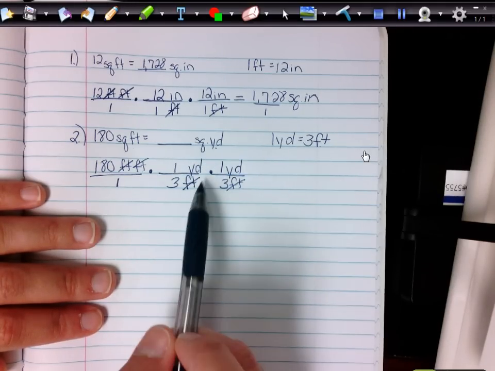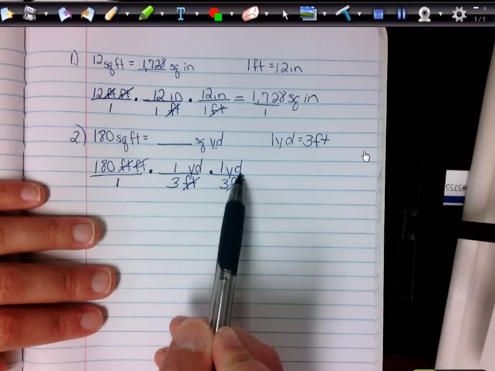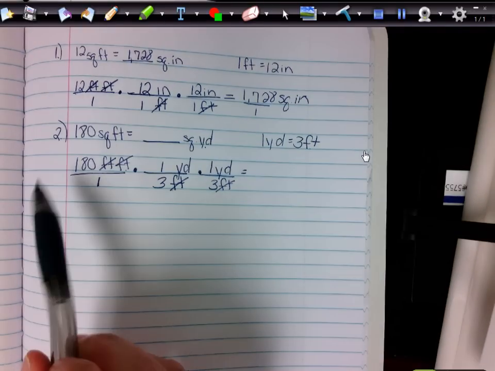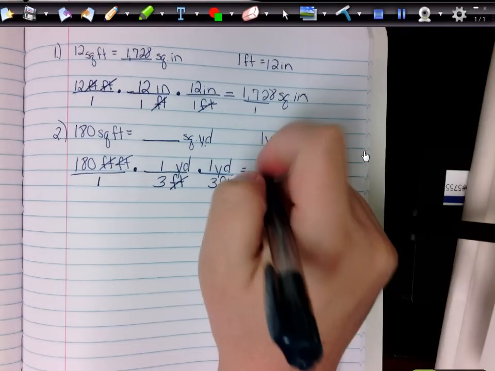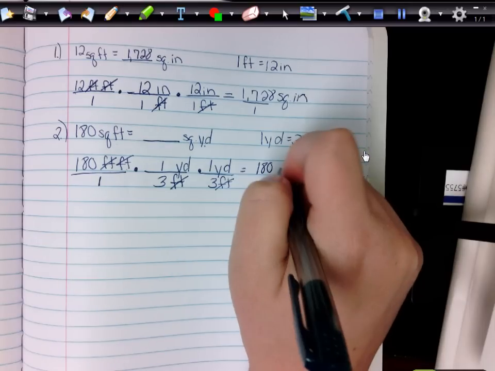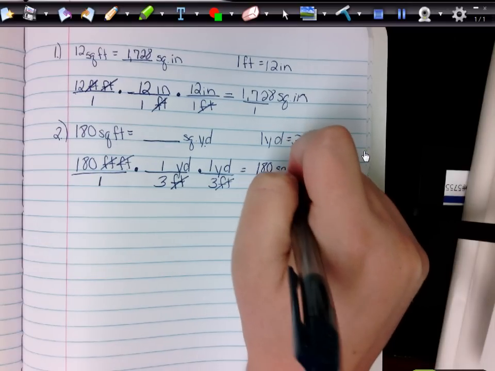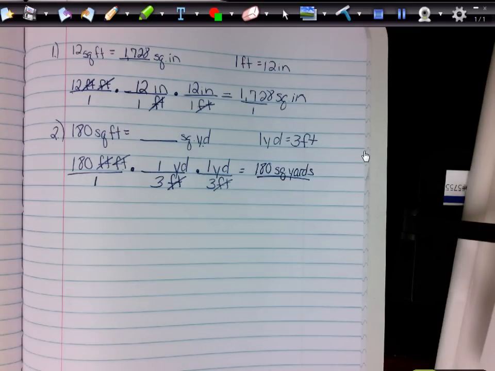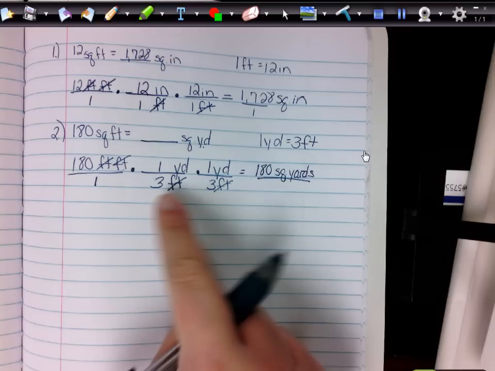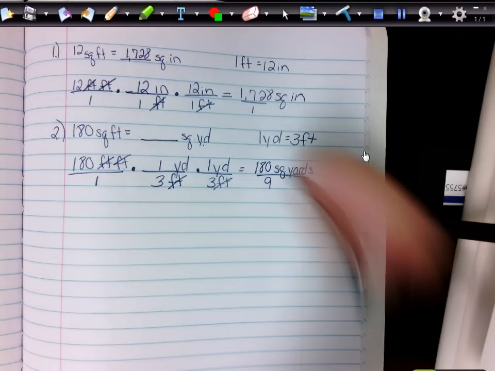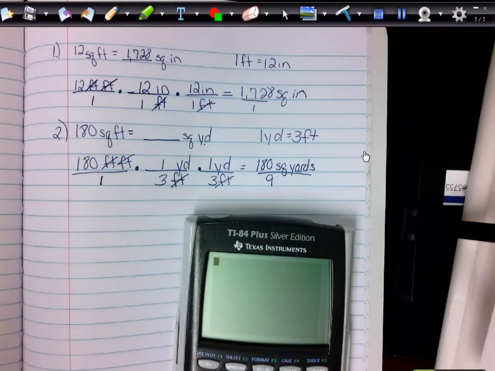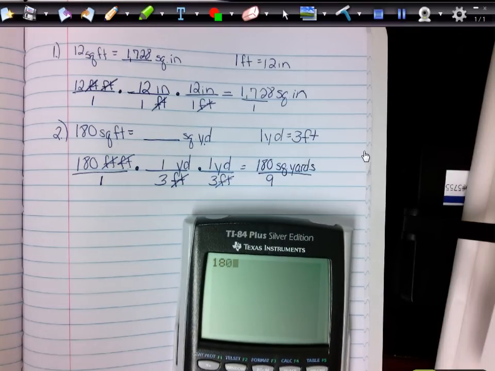So now that I have my units where I want them, I have square yards left. Again, it's just a matter of multiplying across the top, so I'm going to have 180 times 1, which is going to be 180 square yards. And then on the bottom, I'm going to say 1 times 3 times 3, which is going to give me 9. So then on my calculator, I'm going to say 180 divided by 9. So once you multiply the top and bottom, then you're going to divide, and you get 20.